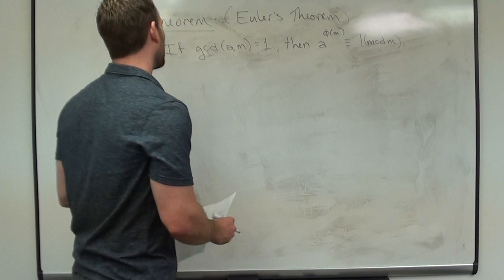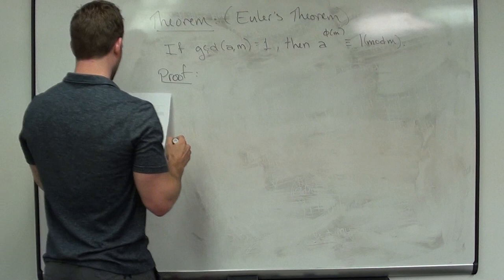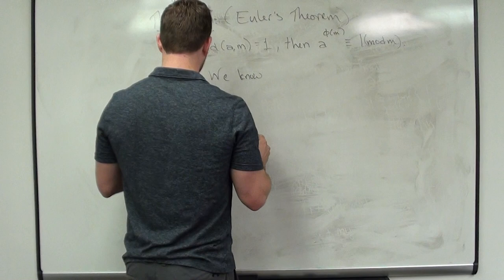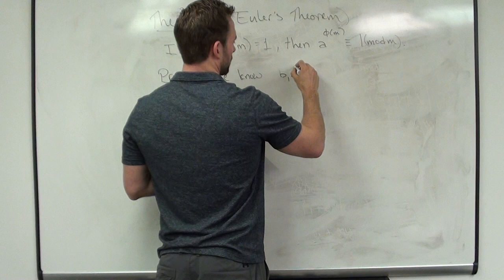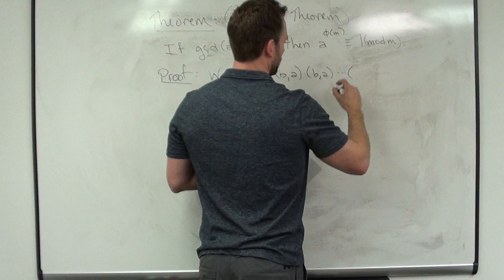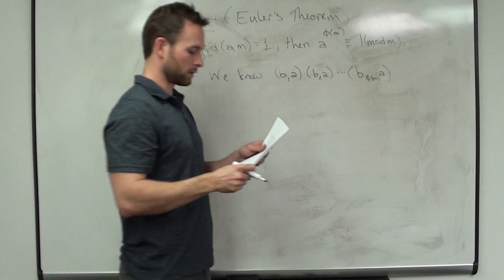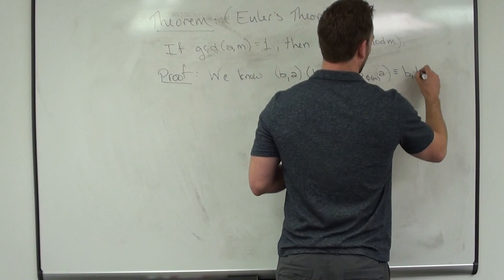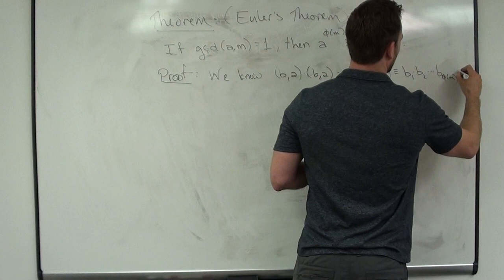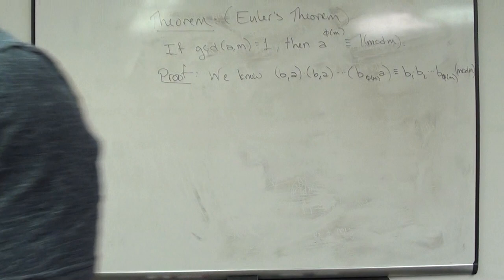So, walking through this proof, okay. From the one we just did, we know that those two lists are the same, right? b sub 1 a, b sub 2 a, dot, dot, dot, through b sub phi of m a, okay? Since those two lists are the same, that product is congruent to this product, b1, b2, dot, dot, dot, b sub phi of m, mod m. Sorry, that says mod m there, if you guys can see that, make sure it stayed on there.